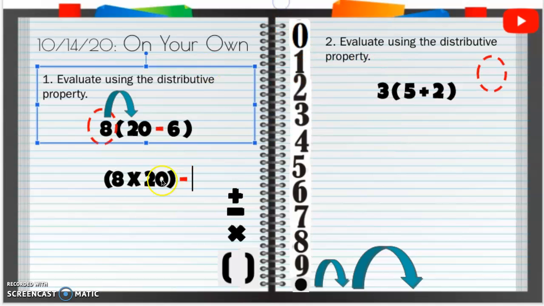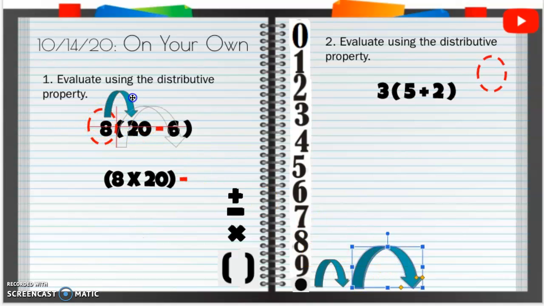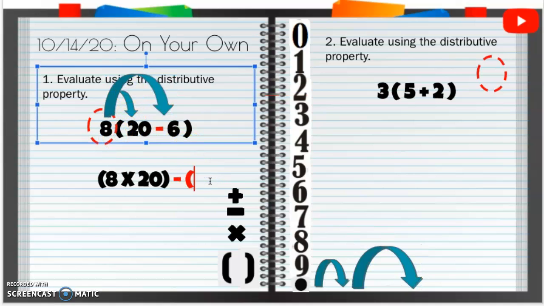Alrighty, then we have, well, what's the next number it's going to be distributed to? Don't forget to distribute it to the next number. 8 times 6. So we're going to have 8 times 6, or 6 times 8. All right, now we can distribute it.